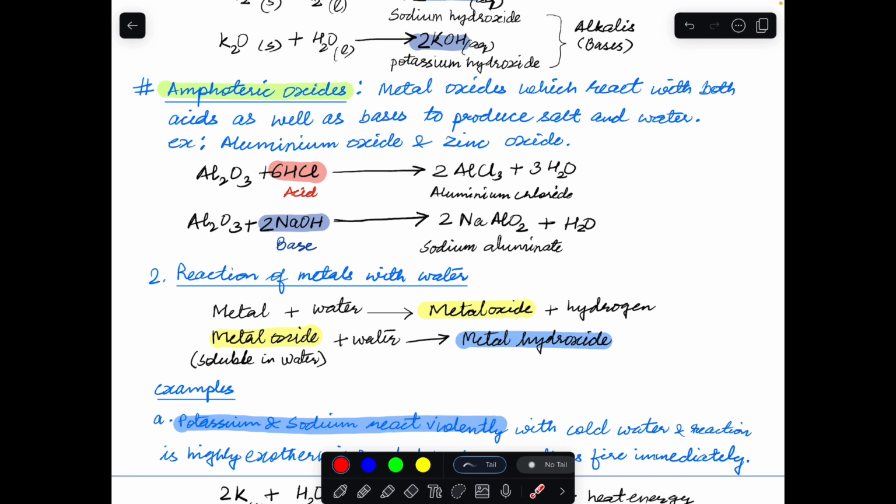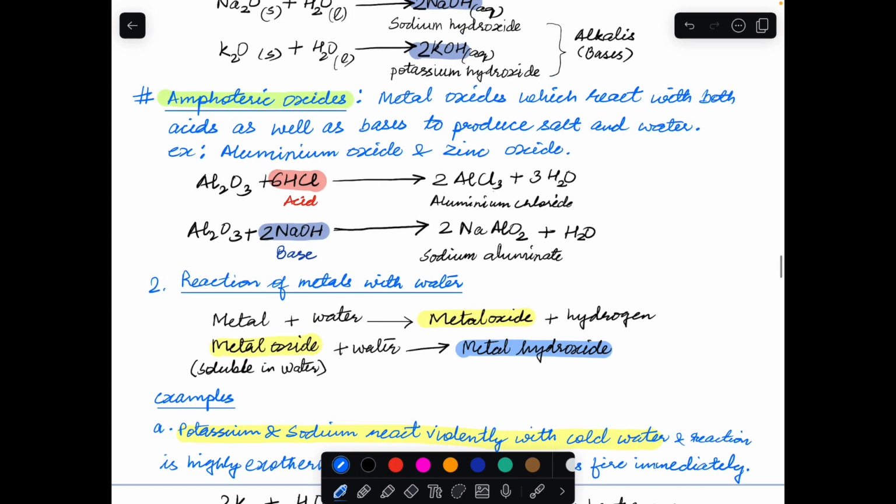Now here in the first reaction, aluminium oxide is acting as a base or basic oxide, and here it is acting as an acidic oxide. Okay. One thing that you have to be very clear, I'm showing here. It's important to write down the correct formula for the compound like aluminium chloride or sodium aluminate. So I'm showing here how to write down the formula.